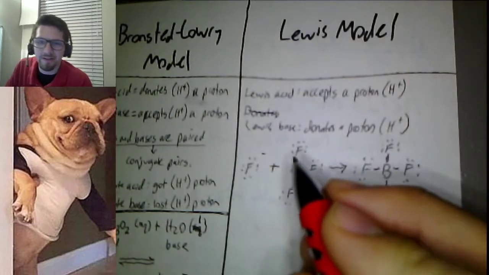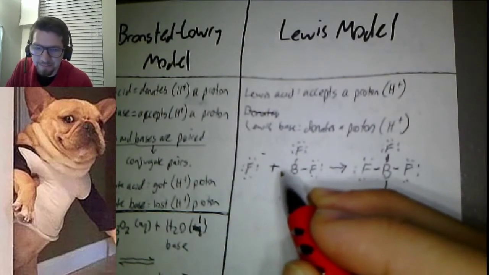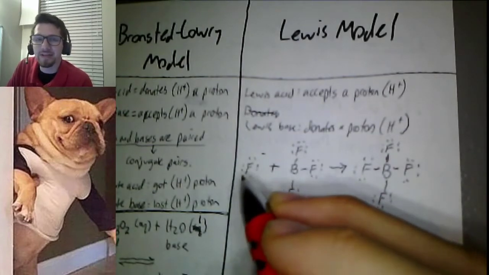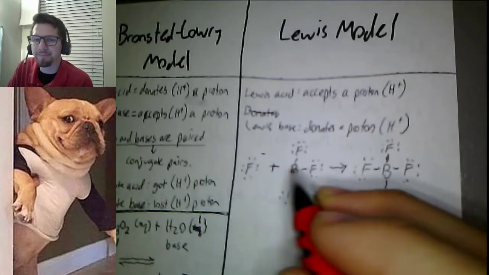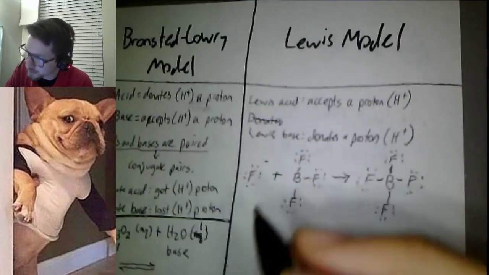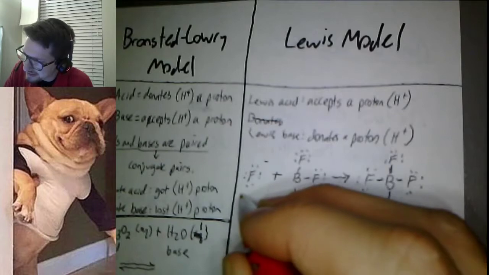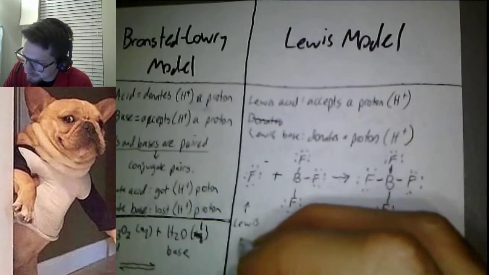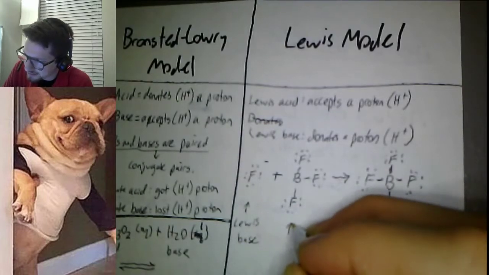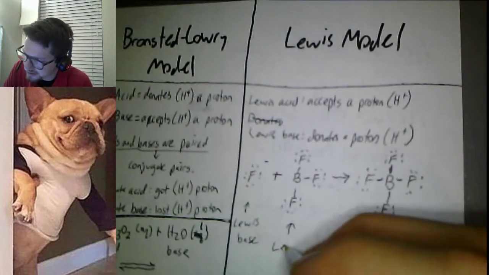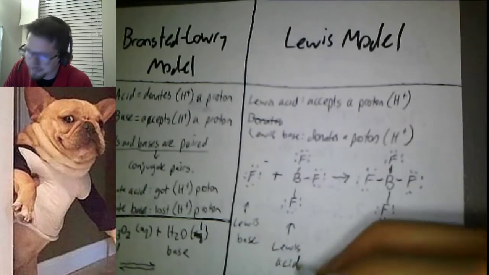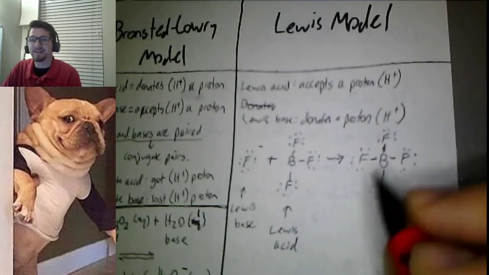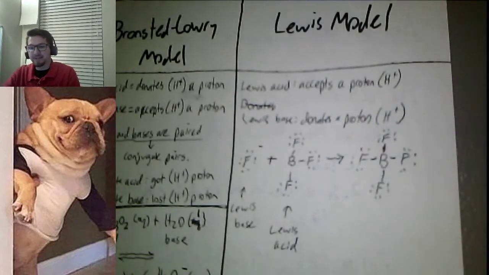So boron here, it looks like he has an empty spot, doesn't it? He's got room to grow. This fluorine is kind of maxed out. This fluorine could stand to give something away, and this boron could stand to accept something. So that means that this fluorine right here is going to be our Lewis base. And that means that our boron trifluoride is going to be our Lewis acid. These things are going to join forces and create something else. That's as big as Lewis models go.